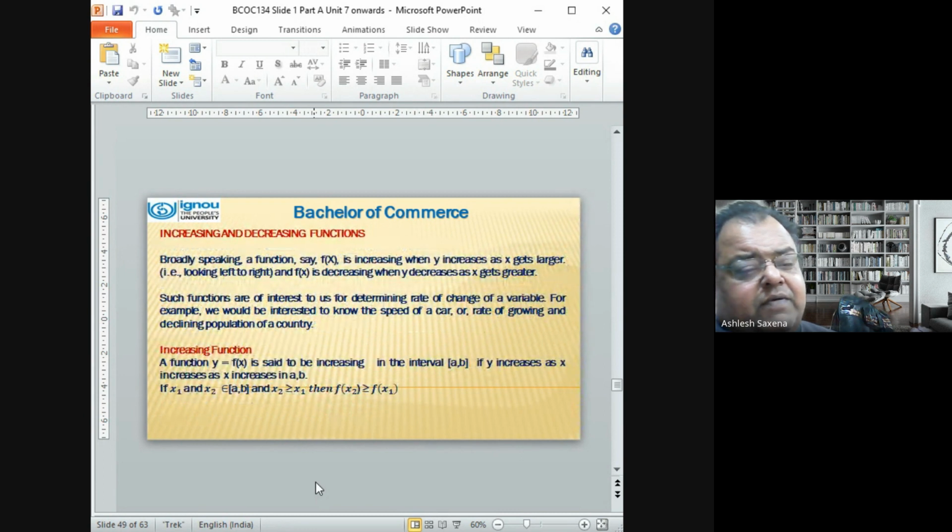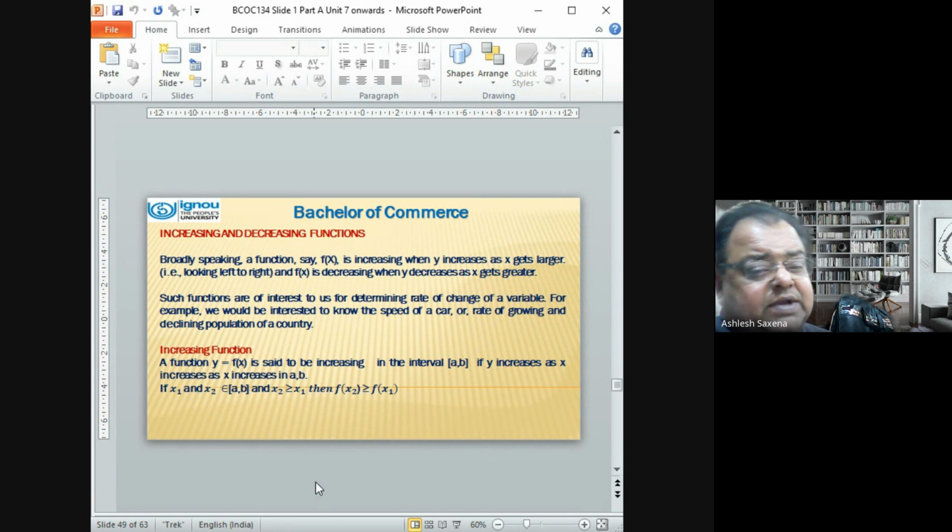Now, how will we find increasing and decreasing regions for a function? Broadly speaking, a function, say f(x), is increasing when y increases as x gets larger, that is, looking left to right. And f(x) is decreasing when y decreases as x gets greater. Such functions are of interest to us for determining the rate of change of a variable. For example, we will be interested to know the speed of a car or the rate of growing and declining population of a country.